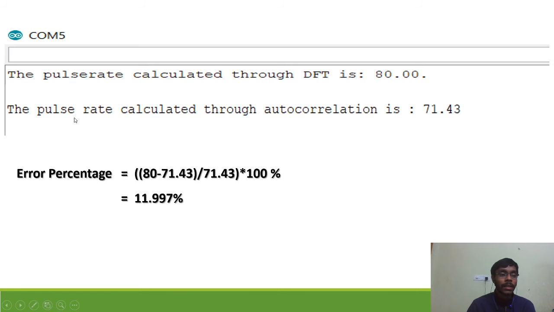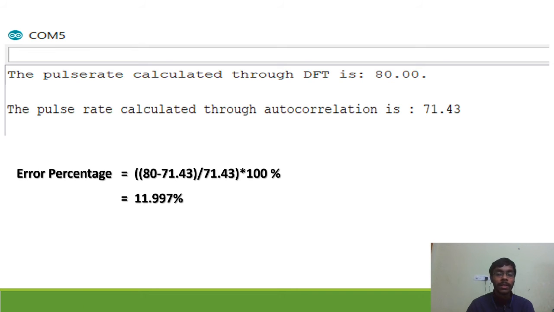In the previous experiment, I discussed the autocorrelation method to calculate pulse rate or pitch frequency. So the pulse rate calculated through autocorrelation in the previous code is 71.43. So the error percentage is approximately 11.997.